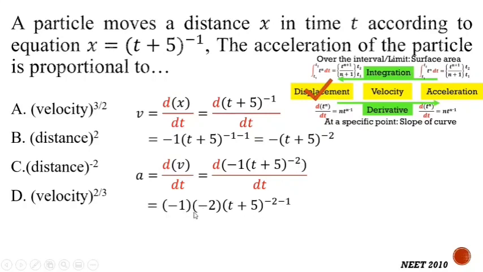So here we can see minus 1 multiplied by minus 2, the existing power, multiplied by (t plus 5), and again reducing the power, it will become minus 3. Because the options are given such that they include either distance squared or distance raised to minus 2, is acceleration related to the distance in terms of square? No, because here the power is minus 1 and here the power is minus 3. So if it is related, it is in terms of cube, not the square. So these 2 options are not correct.